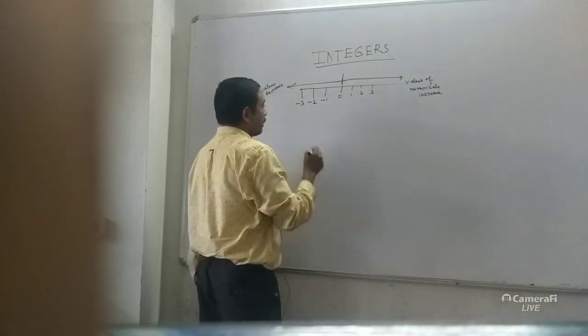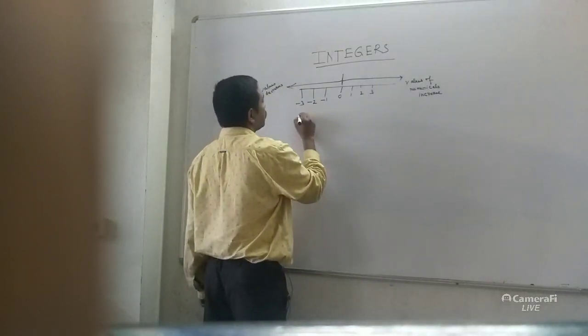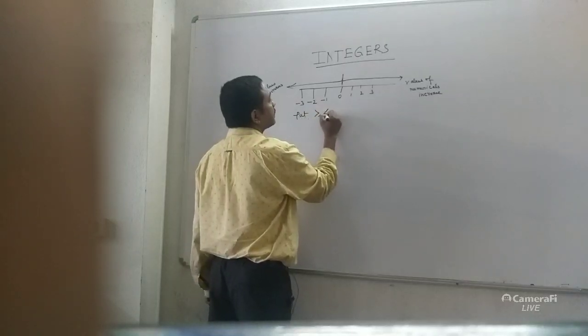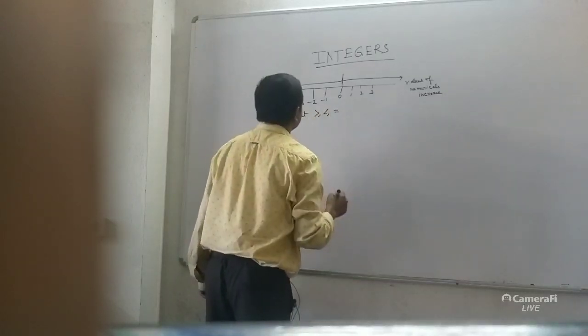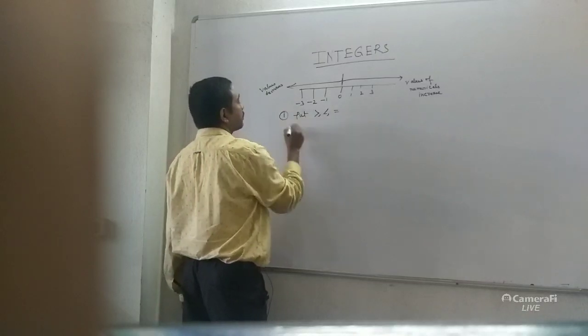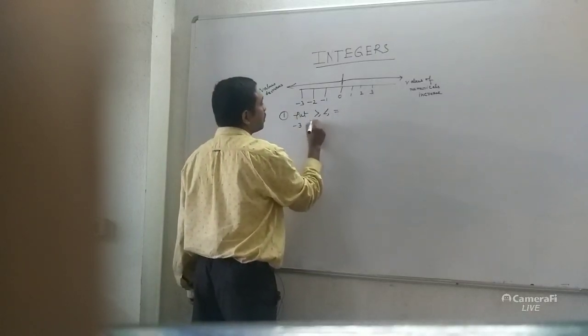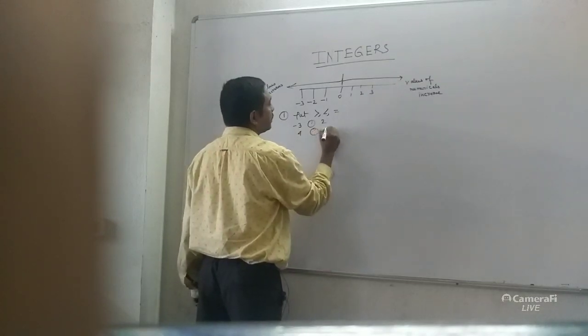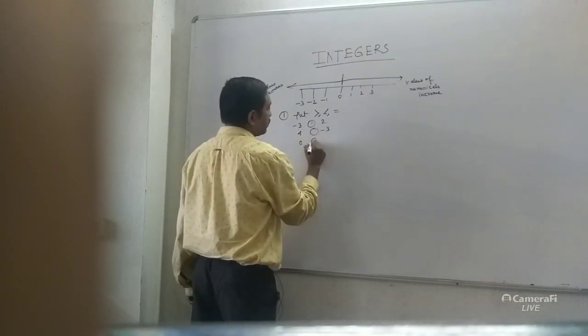as you go right, and whenever you go to the left side of 0, values decrease. So whenever you compare, suppose a question comes to put greater than, less than or equal to sign, how do you do it? Suppose 3 and minus 3 are given, then 2, then 4 and minus 3, then 0 and minus 1.